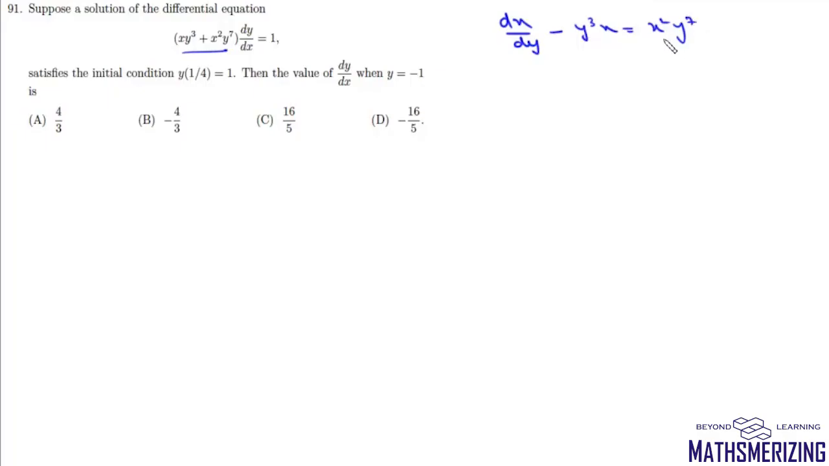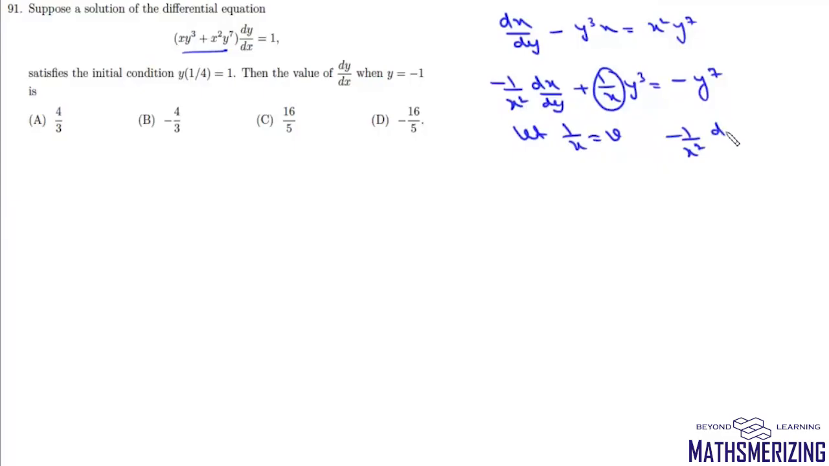Now we'll divide everything by minus x square. So we'll write minus 1 by x square dx upon dy plus 1 by x y cube, and here will be minus y to the power 7. Now we let 1 upon x as v. So let 1 by x equals v. So it will be minus 1 upon x square dx upon dy, it will be dv upon dy.